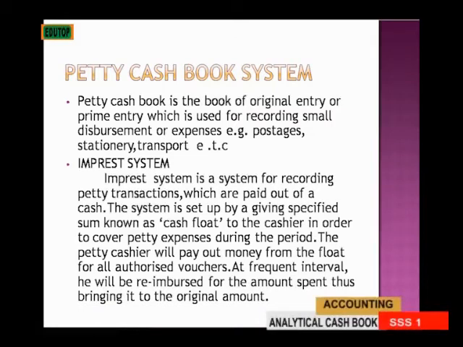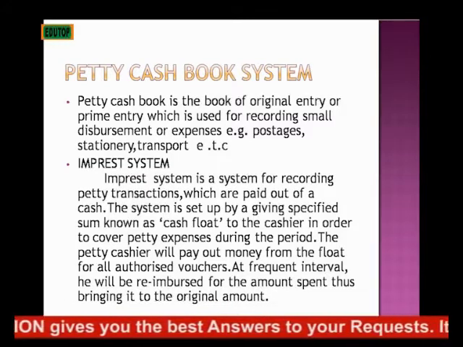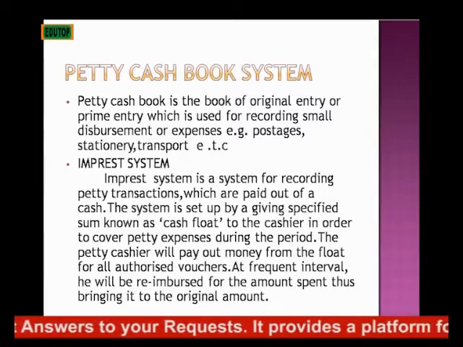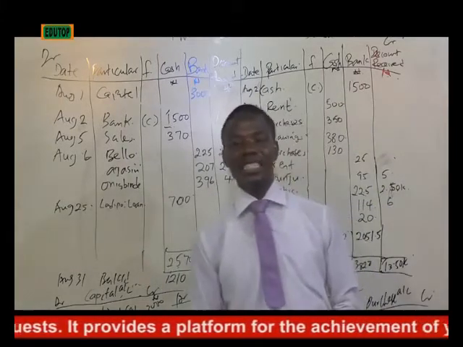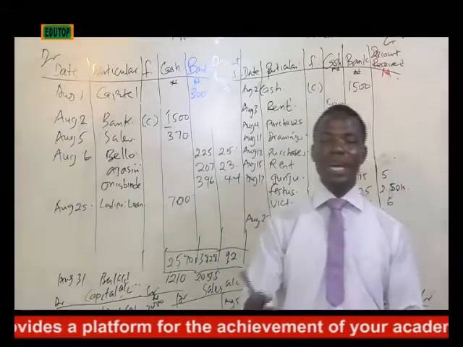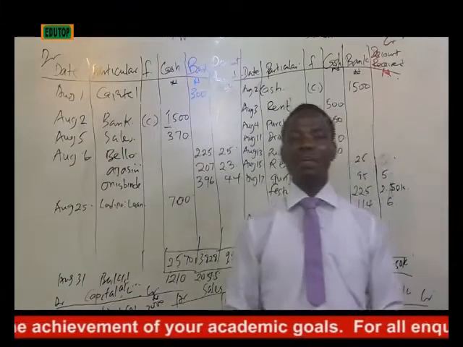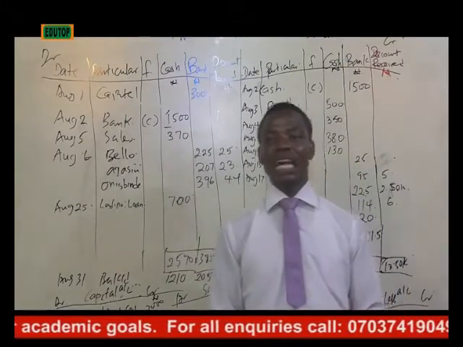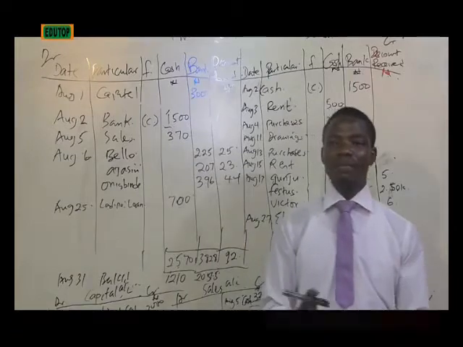Then the petty cashier will pay out money from the float for all authorized vouchers at frequent intervals. It will be reimbursed for the amount spent, just bringing it to the original amount. Now, here under the imprest system, it is the cashier that is being paid some cash float. So out of the cash float, the cashier covers the petty expenses like we said the other time: postage, stationery, and the transport.